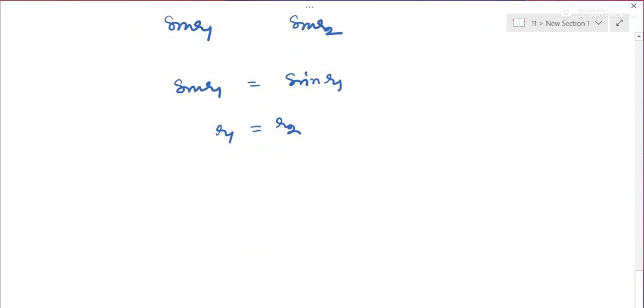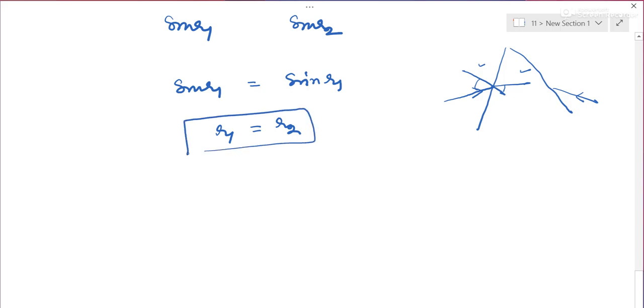So I used Snell's law at first surface and second surface. While entering from this side, I wrote sin I1 by sin R1 is equal to mu glass by mu air, and while entering from this side, I wrote the same, sin I2 by sin R2. Just put them equal, you will get this. So for minimum deviation, this is also true.